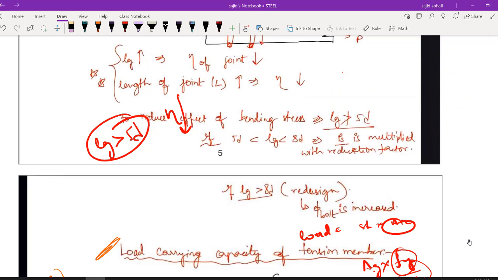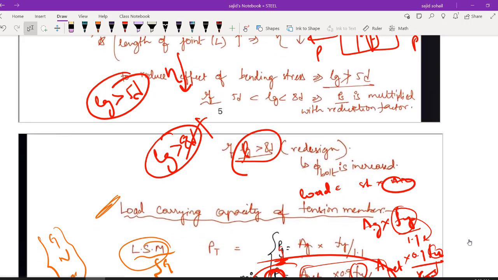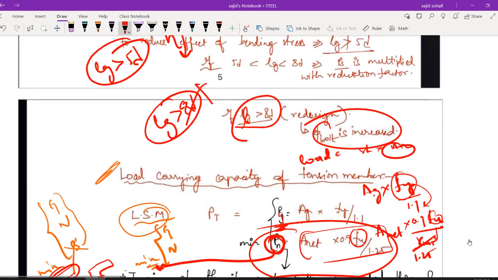But if your LG is greater than 8D, you cannot use it at all, the reduction factor will not work, it is useless. Even if you are applying a very small minimum force, there is a huge possibility that your member is going to fail in tension. I hope it is very clear. So if your LG is greater than 8 times the diameter, you have to redesign it. You will try to increase the bolt diameter, but if the bolt maximum limit is reached, you can't do anything, you have to go for complete redesigning of your tension members.